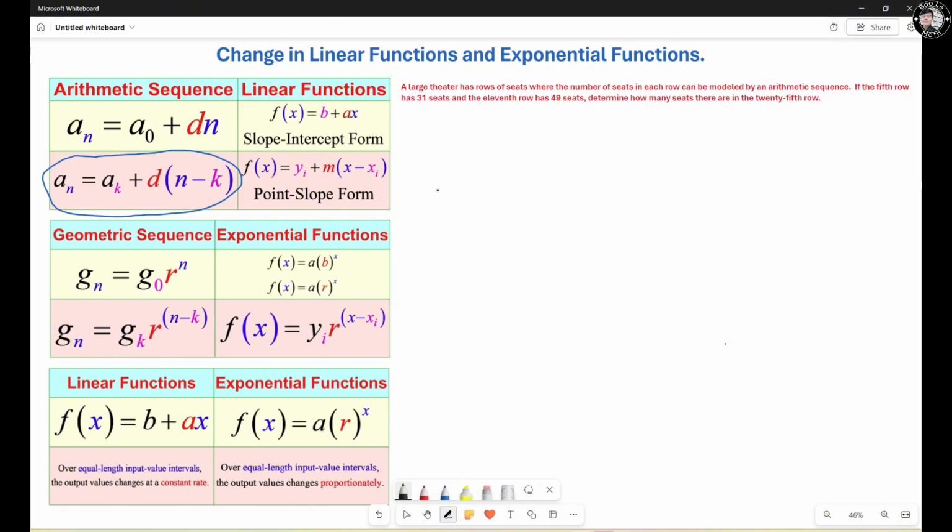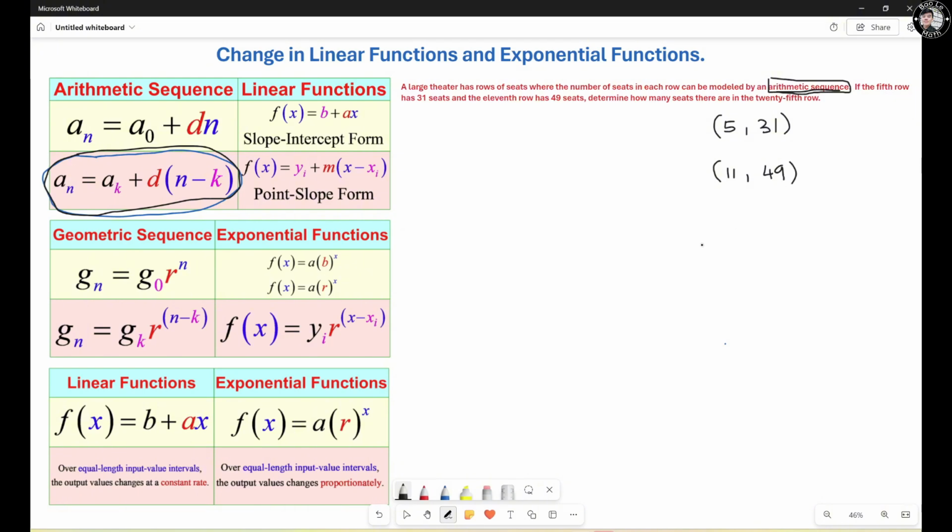Now let's move on to the next example. A large theater has rows of seats where the number of seats in each row can be modeled by an arithmetic sequence. So the problem already lets us know that we need to use the arithmetic sequence, which is the one on the left hand side right here. If the fifth row has 31 seats, we have the first ordered pair, 5, 31. And the 11th row has 49 seats, so we have the second one. It's going to be 11, 49.